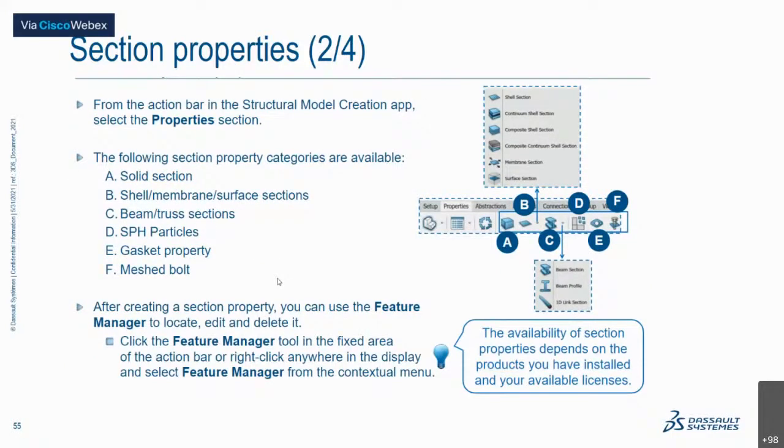Now, coming to the different types of sections: you have solid section, you can define a shell section, a beam truss section, SPH particles, gasket property, and meshed core. So there are a lot more options that you can use based on the product that you have.